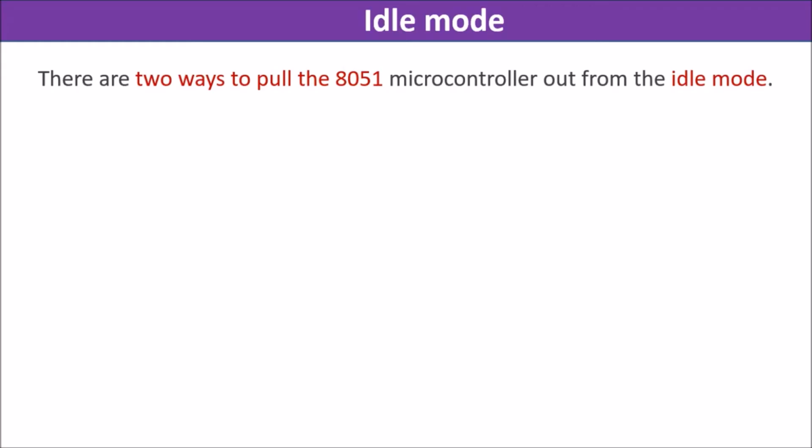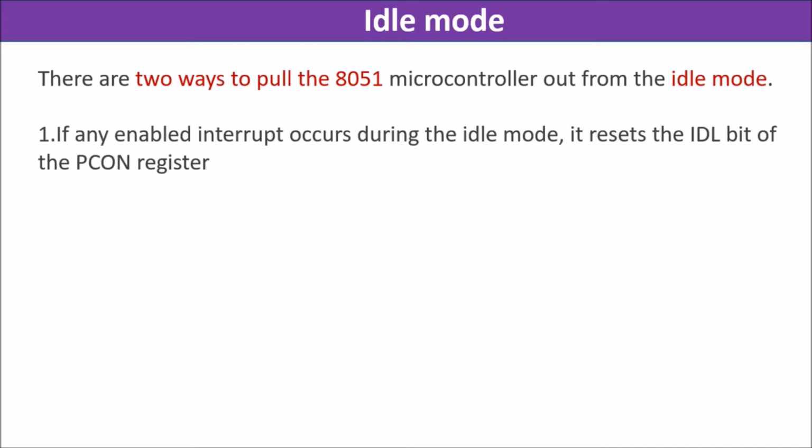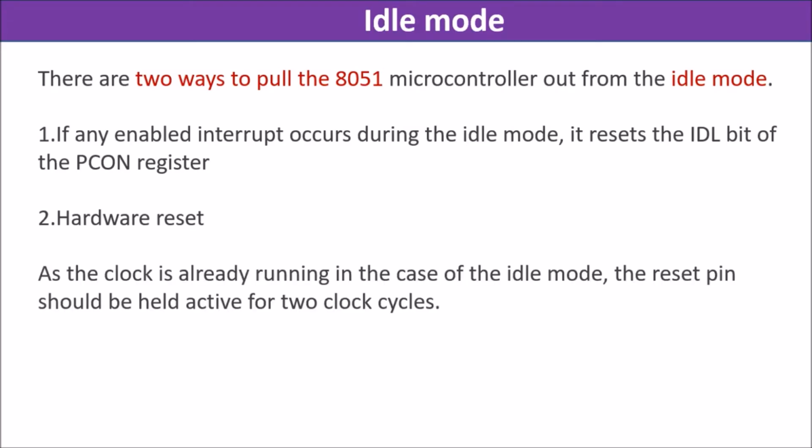Now, how to wake up from idle mode when the microcontroller is in idle mode? For that, we can use the interrupts. It resets the IDL bit of the PCON register that we are going to see now. So an interrupt can be used to wake up from idle mode, and a hardware reset too. The reset bit can be used to wake up from this idle mode. The clock is running in case of idle mode, so the reset pin should be held active for 2 clock cycles because the clock is given to peripherals.